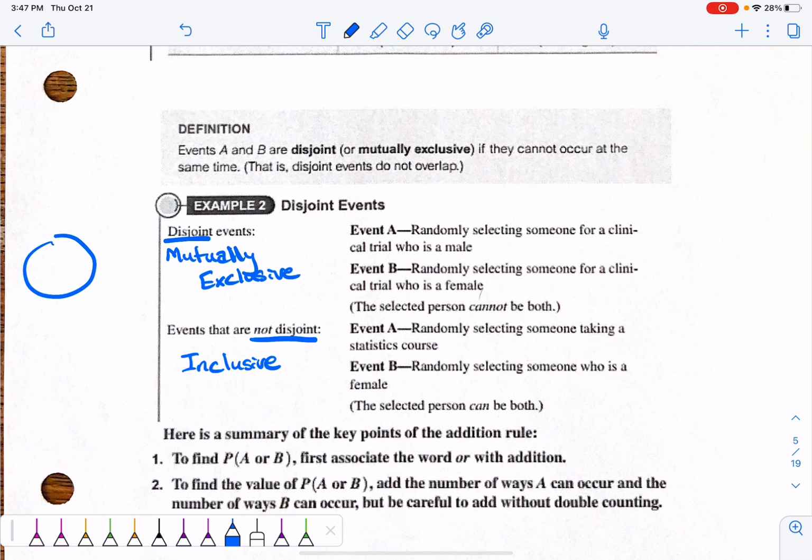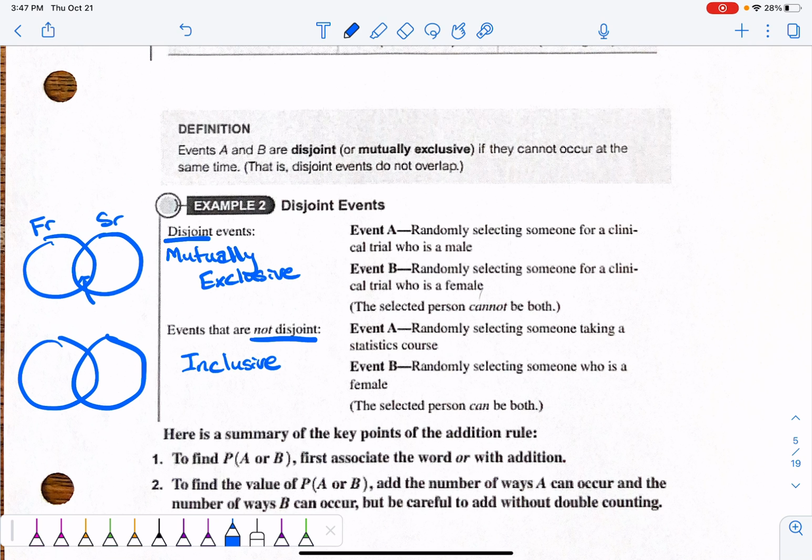And I'm going to show you what mutually exclusive is and inclusive is. Mutually exclusive would be like a freshman or a senior. You cannot be in both categories, versus, let's say, a sophomore or a volleyball player. You can be in both categories. So that is inclusive, versus you can't be a freshman and a senior at the same time for mutually exclusive. Okay, so those are the things that we have to worry about.